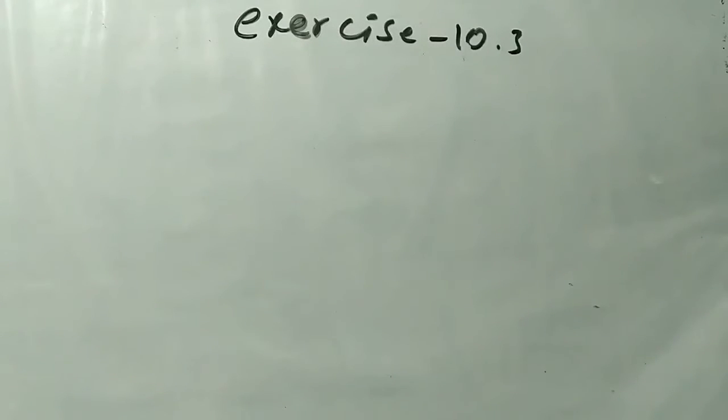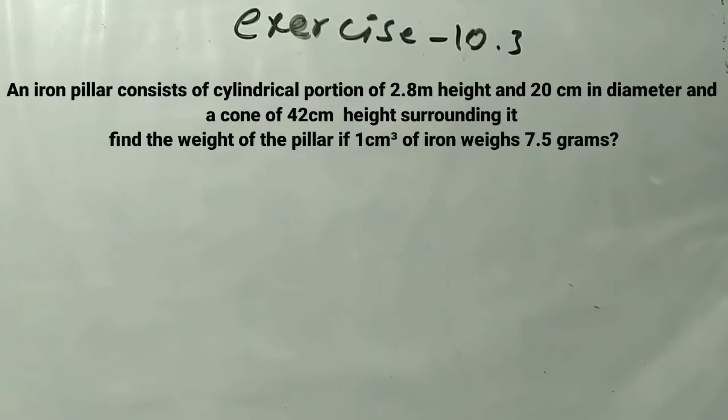Exercise from the mensuration. We have completed 10.1 and 10.2 in the previous video. So let's see the first question from 10.3. An iron pillar consists of a cylindrical portion of 2.8 meters height and 20 centimeters in diameter and a cone of 42 centimeters height surrounding it. Find the weight of the pillar if 1 centimeter cube of iron weighs 7.5 grams.